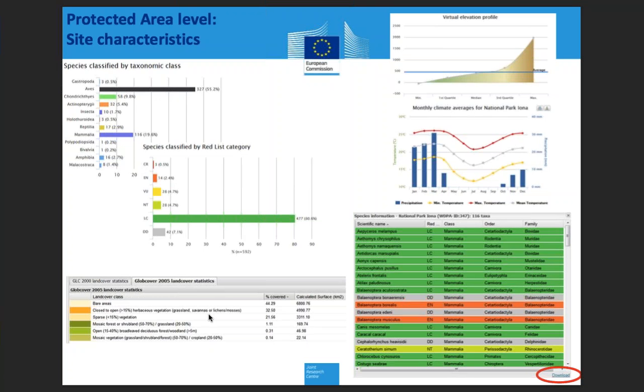You have also statistics on the land cover types that are present in the site using global land cover maps derived from remote sensing, and you have also information on climatic variables and topographic variables that are derived also globally from global data sets.